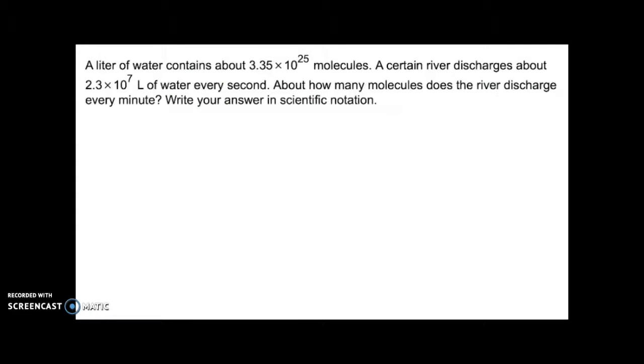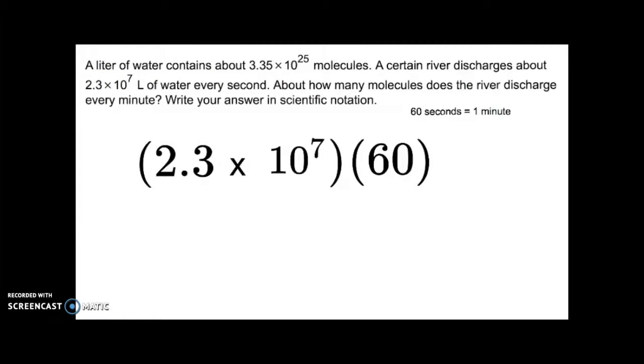So let's take a look at it. The first thing I notice is that it's asking how many molecules the river discharges every minute, and the river discharges a certain amount of liters every second. So I need to convert seconds to minutes. We know there are 60 seconds in a minute, so to find out every minute, I need to multiply this by 60. So multiply 2.3 times 10 to the 7th by 60.